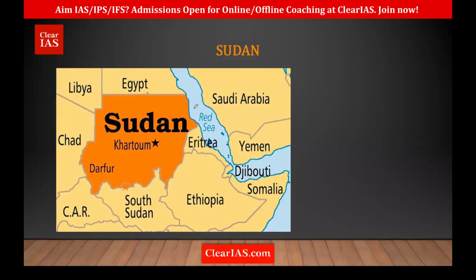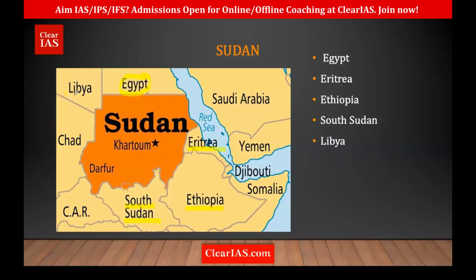On one side, we have the Red Sea. The bordering countries are, we have 3 E's on the east: Egypt, Eritrea, and Ethiopia. On the south, we have South Sudan. South Sudan is easy to remember, right? So 3 on the east, 1 on the south, South Sudan.